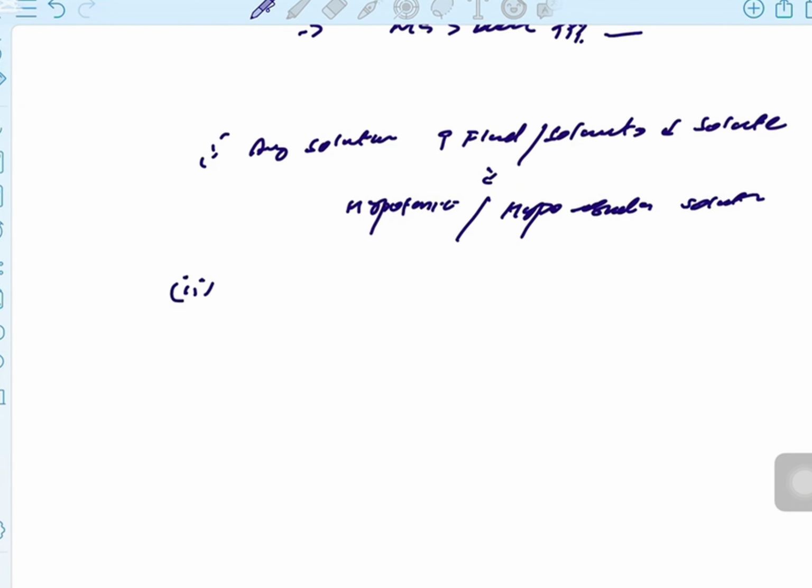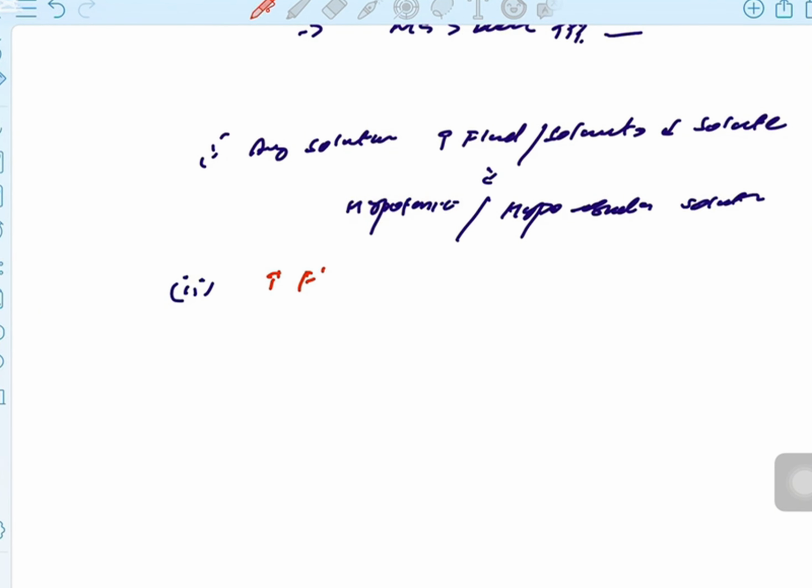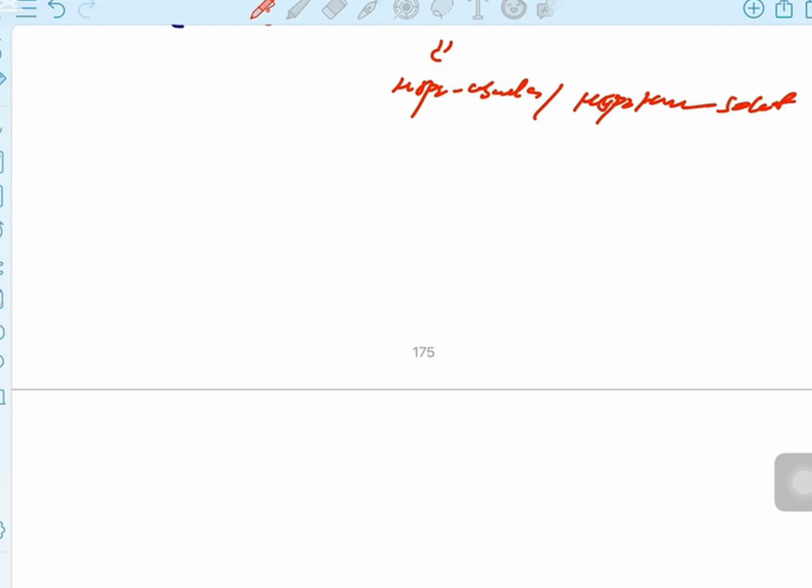On the other hand, if any solution has a low amount of fluid and a high amount of solute, this type of solution is known as a hyperosmolar or hypertonic solution. Okay, guys, now tell me what happens in case of SIADH.